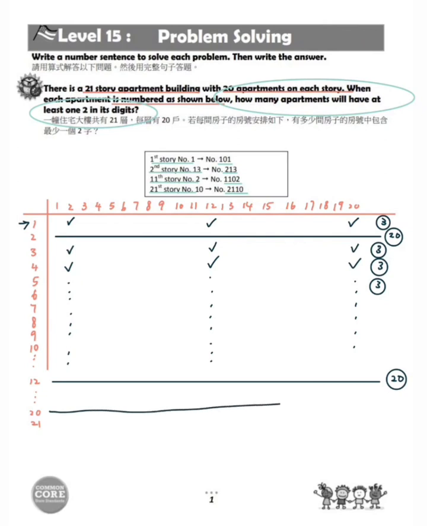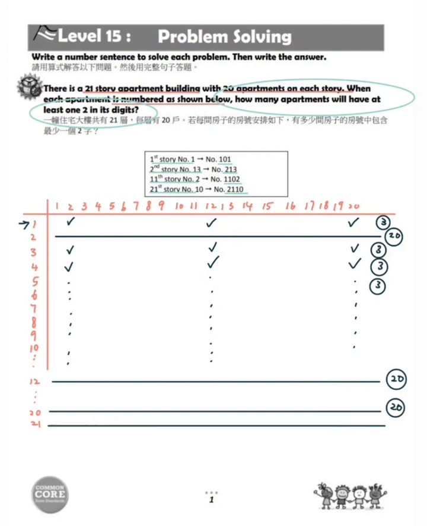Then the next is the 20th floor. On the 20th there is a 2, so for all the apartments on that floor will be having at least one 2. So all 20 apartments will be included. Then the last floor, the 21st floor, because 21st has a 2 there, all 20 apartments on that floor are included.